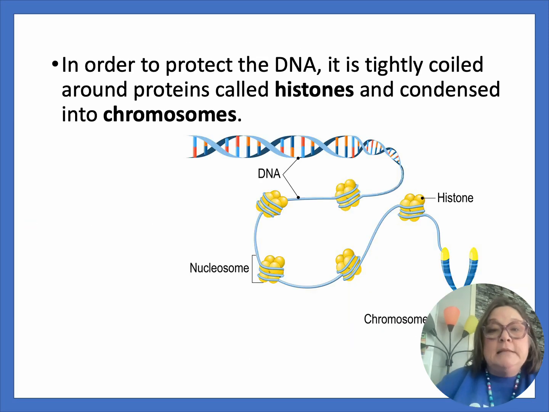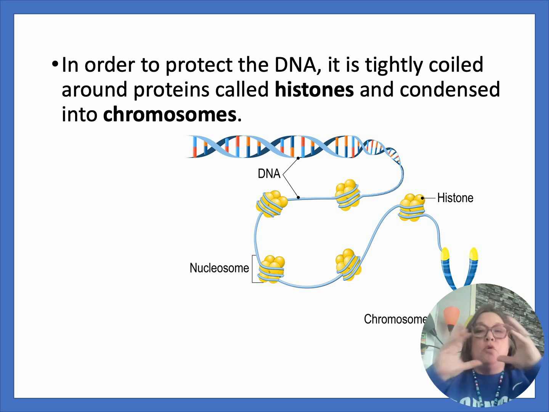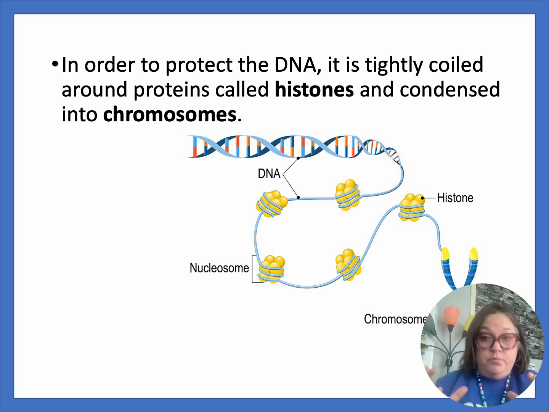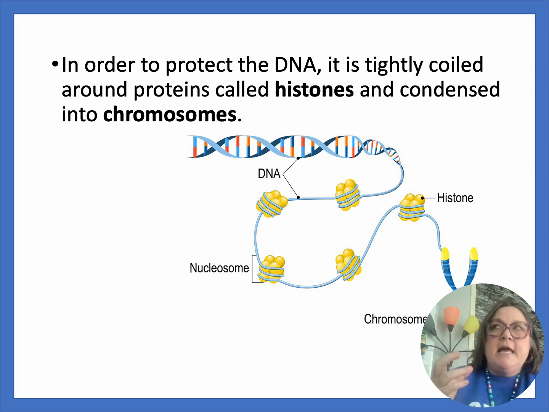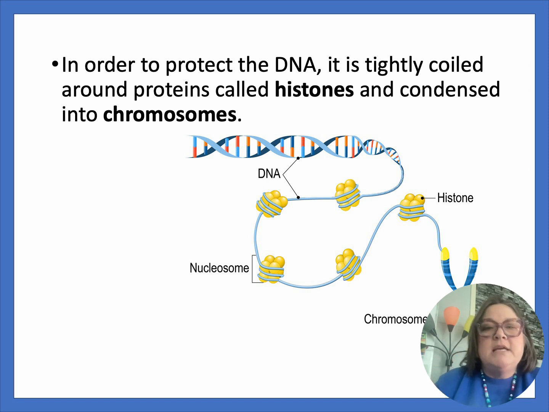In order to protect the DNA, it's tightly coiled around proteins. Remember, proteins help with structure and building and transport. And the special proteins that help the DNA be protected are called histones. So they are called histones, and then they're condensed into chromosomes.